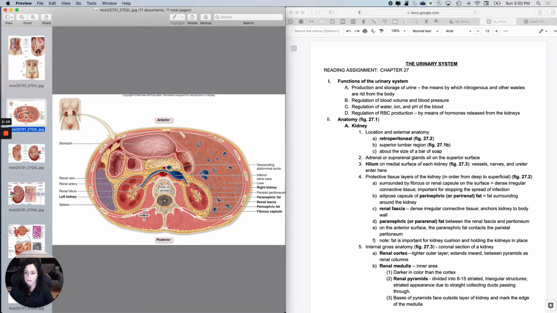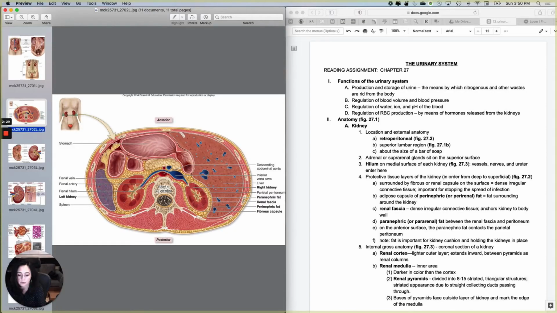I don't know if you guys remember what retroperitoneal means, but basically, they are behind the parietal peritoneum. So let me show you this and then we'll draw it a couple times. Okay, so the parietal peritoneum is right here. This is the back, the peritoneum at the back. They are behind the parietal peritoneum, and so they are what's considered retroperitoneal.